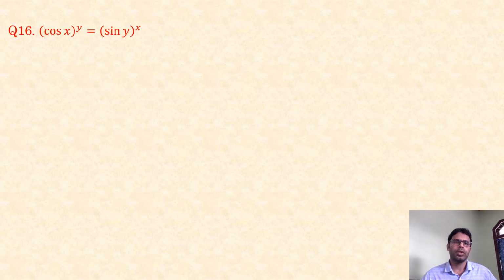So this is the new question. y = (cos x)^y = (sin y)^x. In both sides you see the base is a function of x and the power is the variable y, the base is a function of y and the power is the variable x. So base and power in both sides have variables, so you are to take logarithm again.